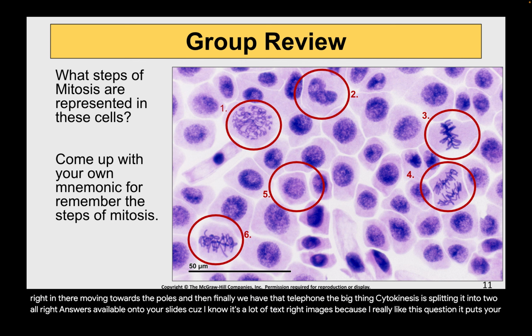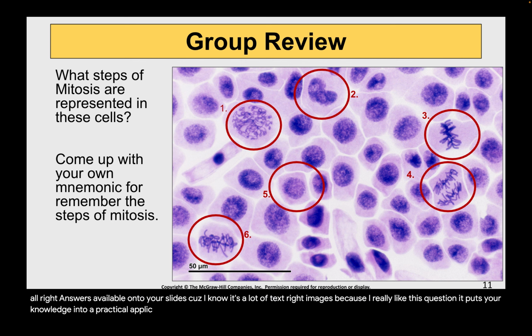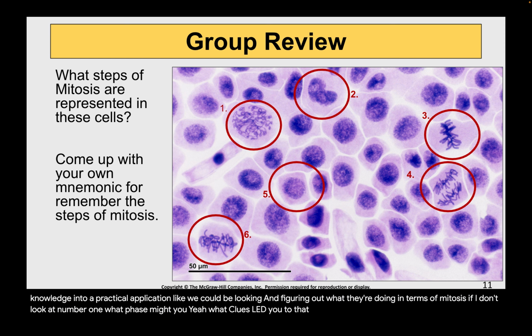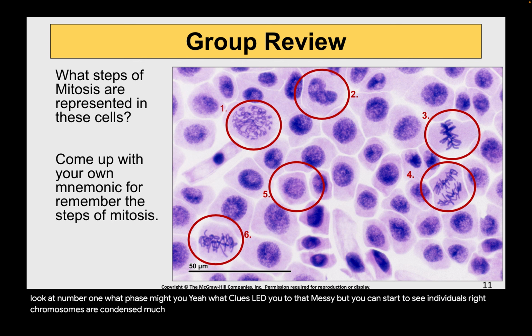It puts your knowledge into a practical application. Like we could be looking at a microscope at actual cells and figuring out what they're doing in terms of mitosis. If I were to look at number 1, what phase might you say number 1 is? I would say it's prophase. Yeah. What clues led you to that? It's messy, but you can start to see individual chromosomes, right? Chromosomes are condensed, much more condensed than maybe some of the other cells around it.